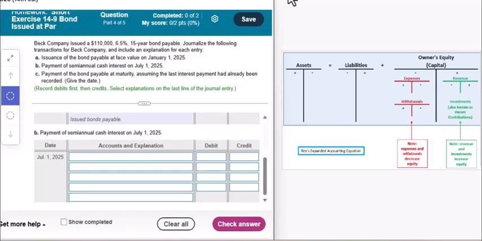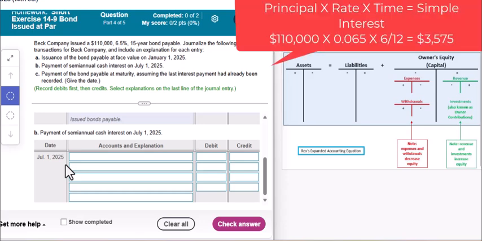So part A was on January 1st, and now in part B, we are July 1st. So how often do bonds pay interest? Twice a year, every 6 months. So it is now July 1st, 6 months later, and we have to journalize a payment of the semi-annual cash interest. So we have to calculate how much the cash interest is going to be that we had to pay out. So the formula is principal times rate times time.